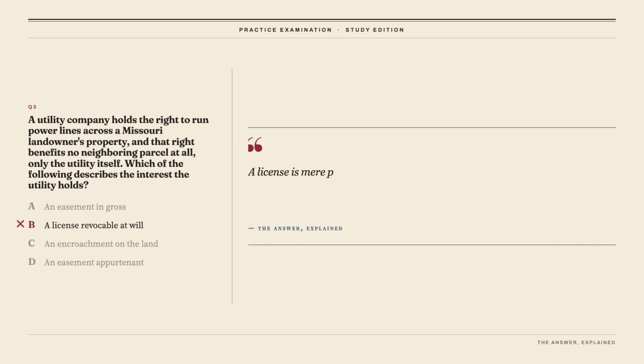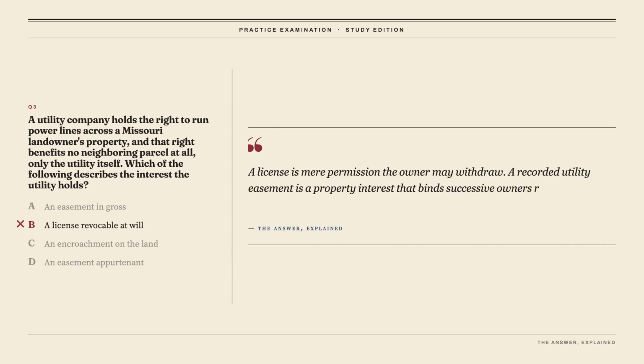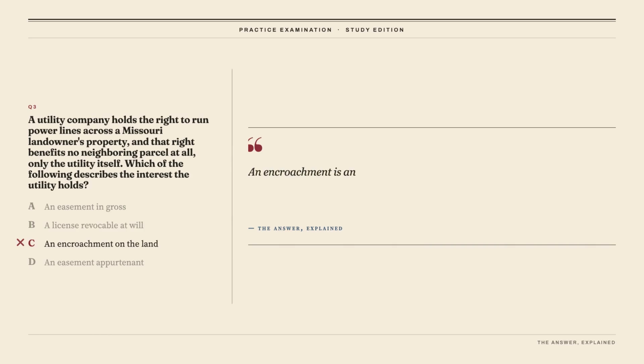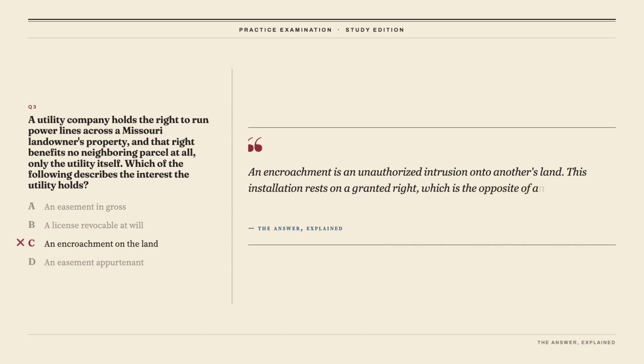B is wrong because a license is mere permission the owner may withdraw. A recorded utility easement is a property interest that binds successive owners rather than a courtesy. C is wrong because an encroachment is an unauthorized intrusion onto another's land. This installation rests on a granted right, which is the opposite of an unauthorized intrusion.